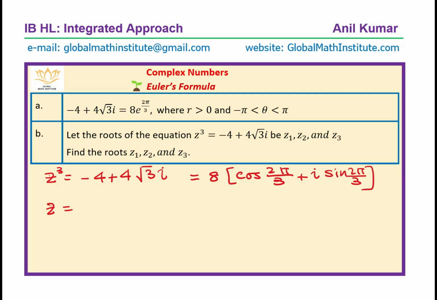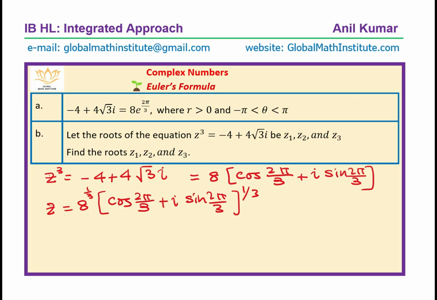We could have also written in terms of 8e^(i2π/3). All right, that was actually better. Anyway, we wrote like this. So z will be what? z³ is this, so cube root of this, right? So 8 (cos of 2π/3 plus i sine 2π/3) to the power of 1/3. Is that clear to you? So that is how we can write z.